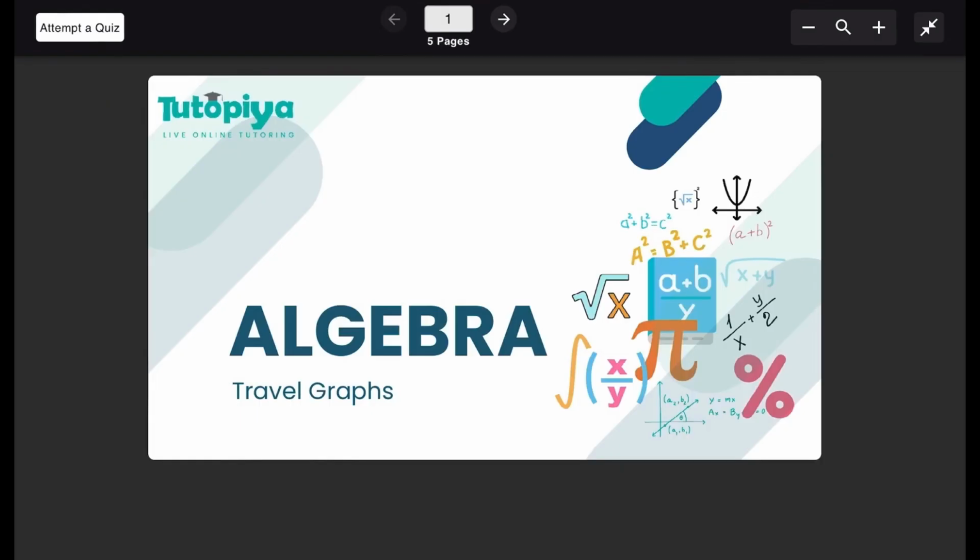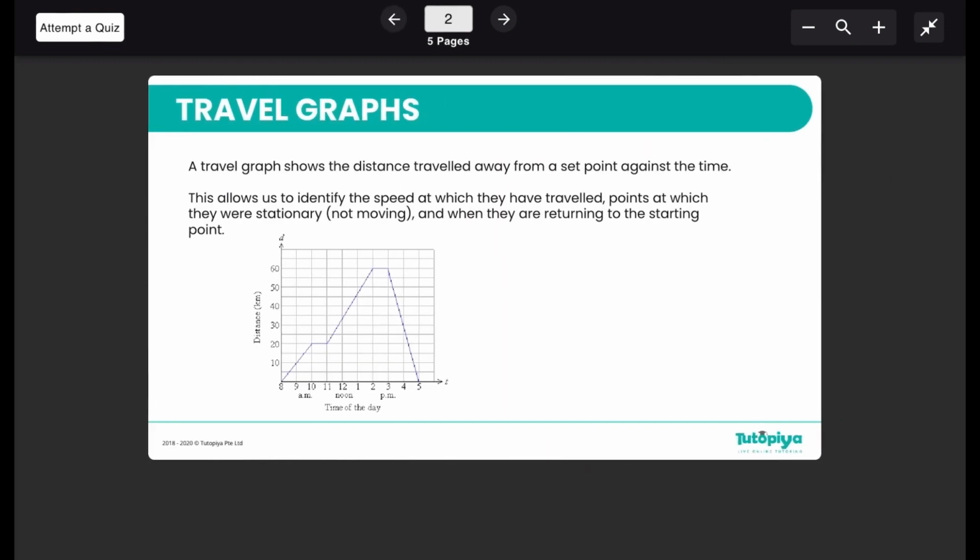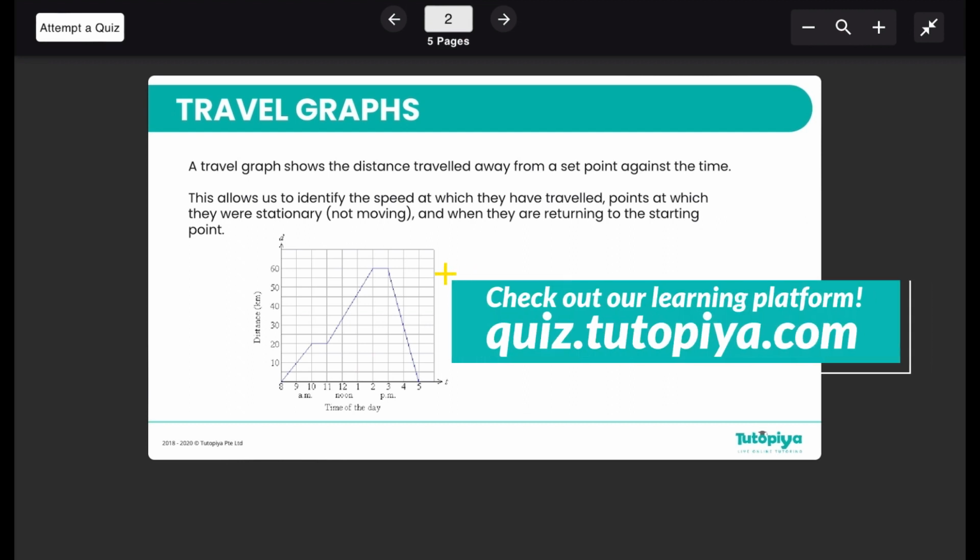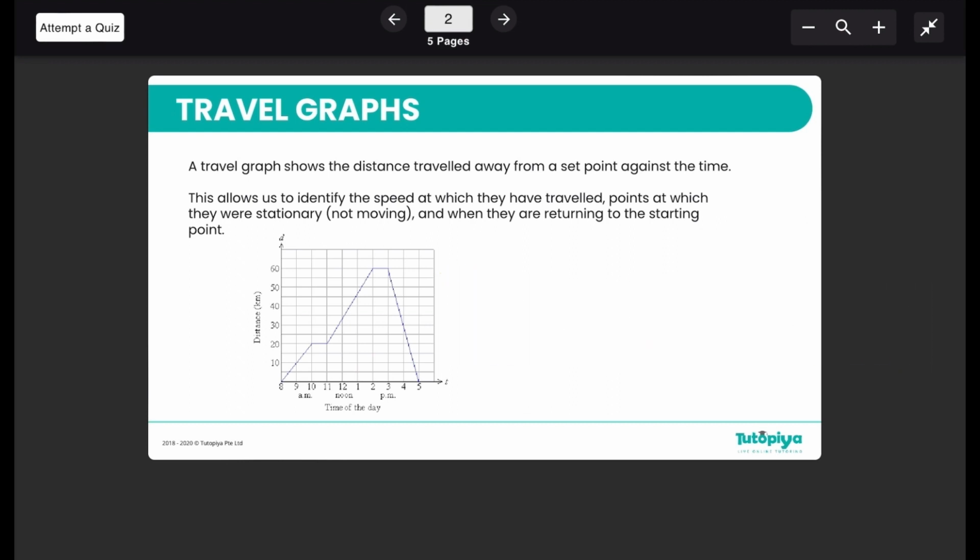Hello everyone, this week we're focusing on Cambridge IGCSE Mathematics, topic of algebra, subtopic of travel graphs. A travel graph basically tells how much distance you've covered within a particular time. You can use travel graphs to identify the speed, places where the object or the vehicle that we are considering is not moving, etc.